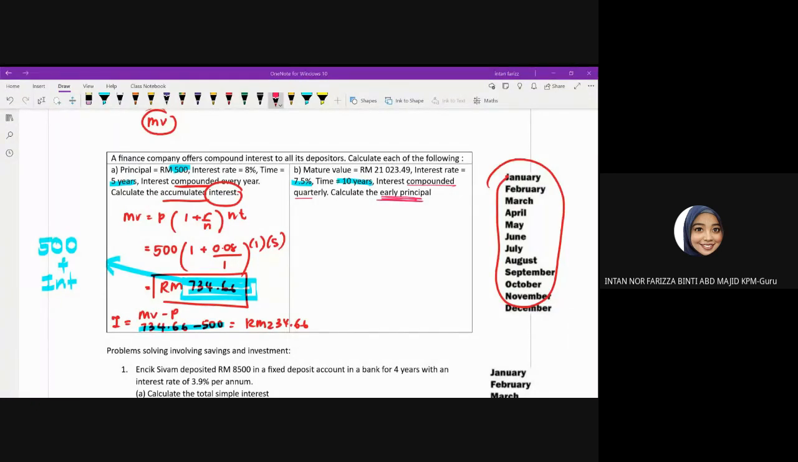By looking at the formula. Early principal. Very good. Okay, P. Yes, good. So that means we are going to find P. I want you to write down the formula first, girls. Write down the formula and put the values inside the formula. Before I write mine, you write yours first. Compounded quarterly. What does it mean by that?